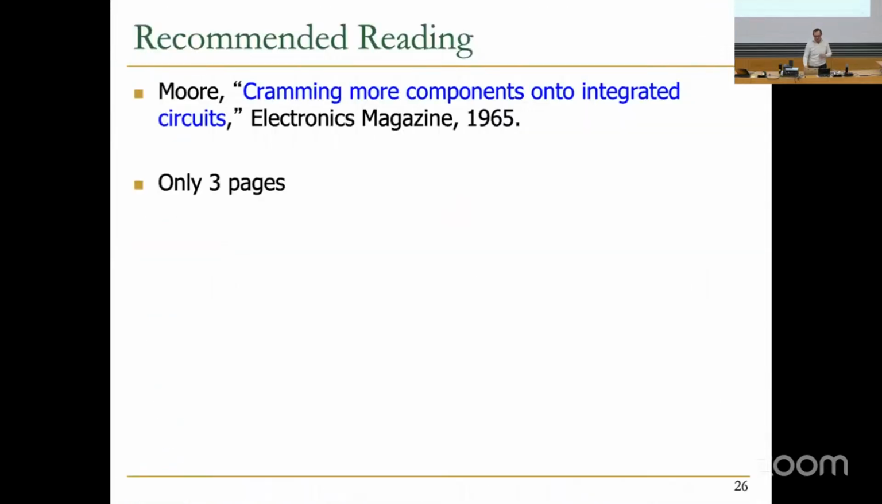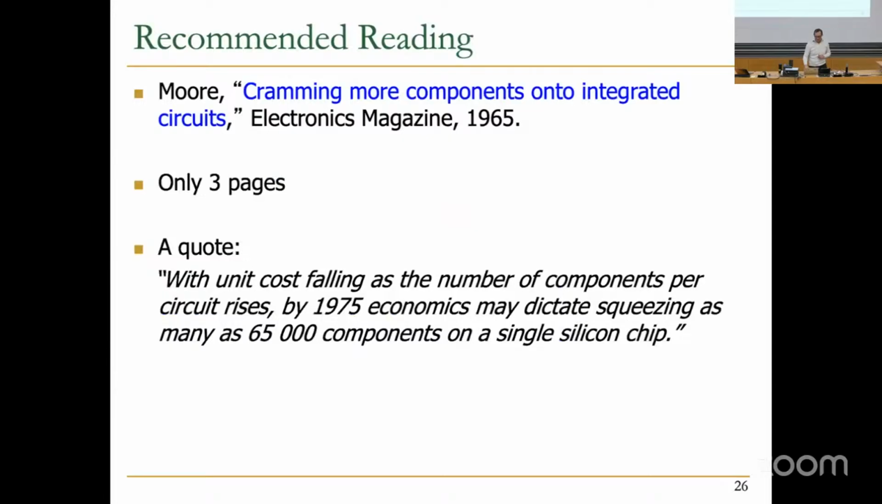Okay, I'm going to let you read the paper. This is a nice paper, an old paper as you can see, but it's good to read some fundamental papers. It's only 3 pages. You can see that he is predicting over here that by 1975, 10 years later, economics may dictate squeezing as many as 65,000 components on a single silicon chip. Today, we're at almost 75 billion.